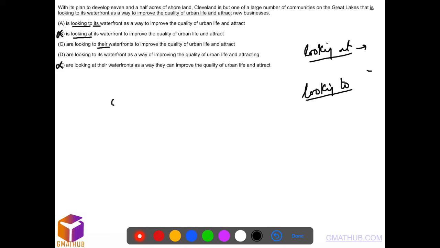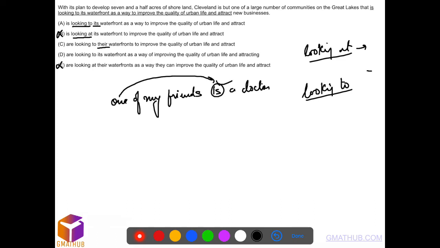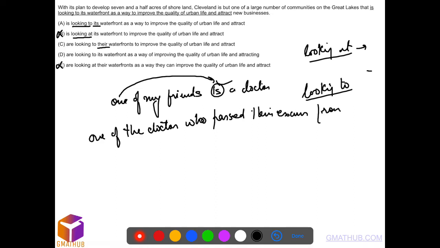Now see, if I say one of my friends is a doctor. So one of my friends, I'm referring to that one particular friend. So is is the right usage. Now if I say one of the doctors who passed their exams from Harvard. So now one of the doctors who passed their exams. Now this refers to the doctors.